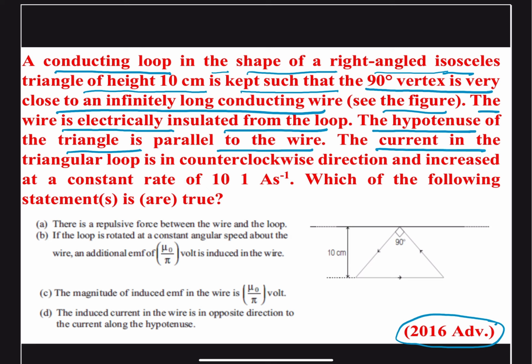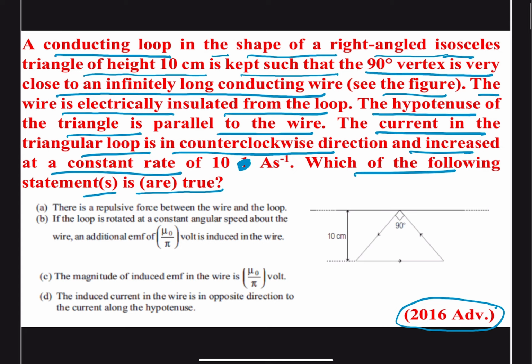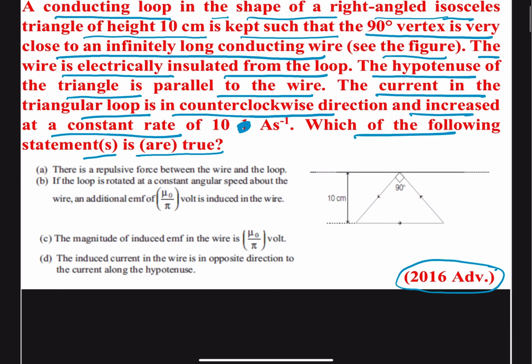The current in the triangular loop is in the counterclockwise direction and increased at a constant rate of 10 ampere per second. Which of the following statements is or are true? So this is basically a multi-correct question. We are given a figure in which we have an isosceles triangle and there is a long infinite wire.